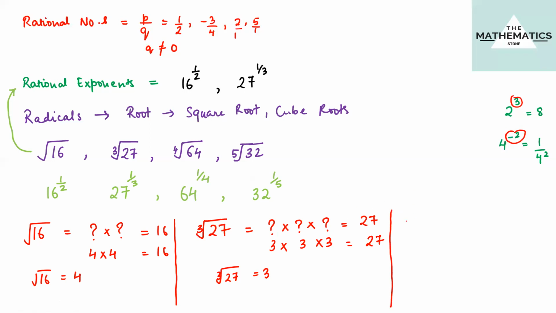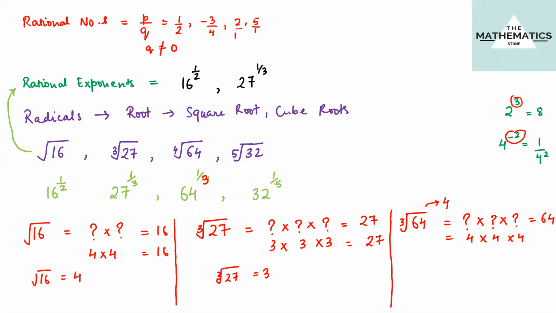What about cube root of 64? Let's make it 64 raised to 1 over 3, cube root of 64. Which number? Pause this video and find out which number when multiplied by itself three times gives you 64. That's nothing but 4. 4 times 4 times 4 will give you 64. So the answer is 4.